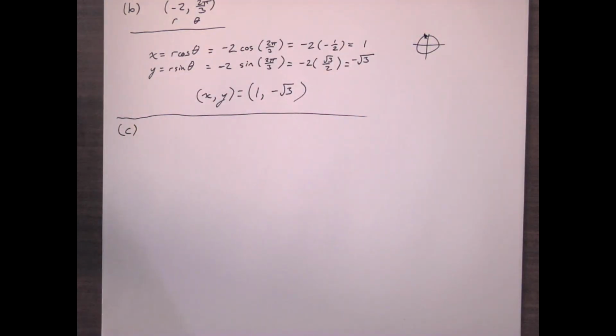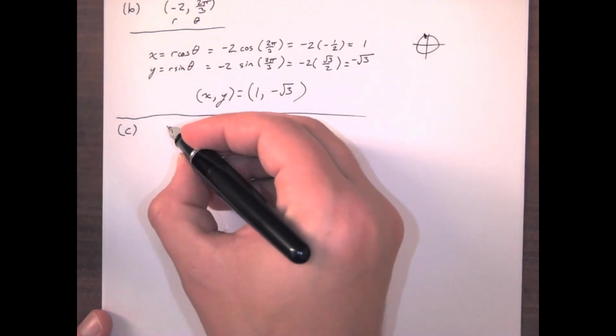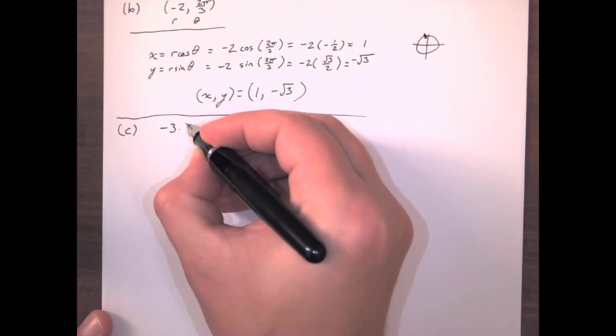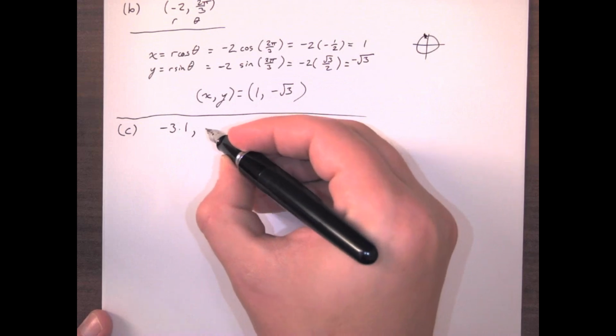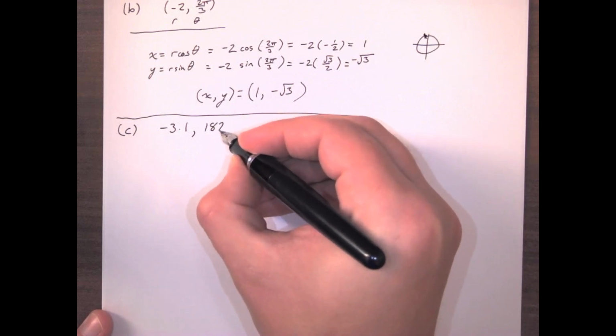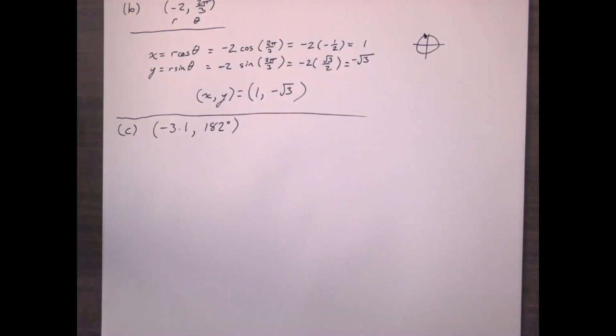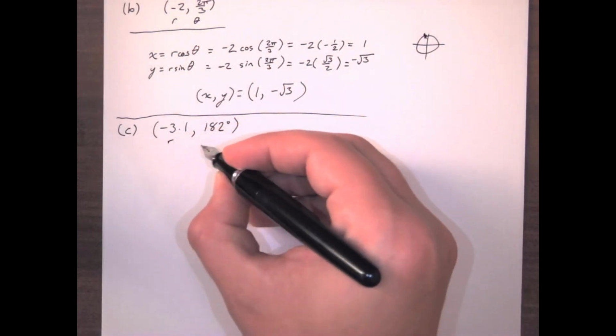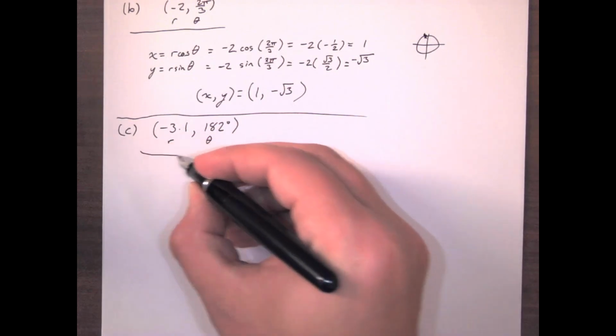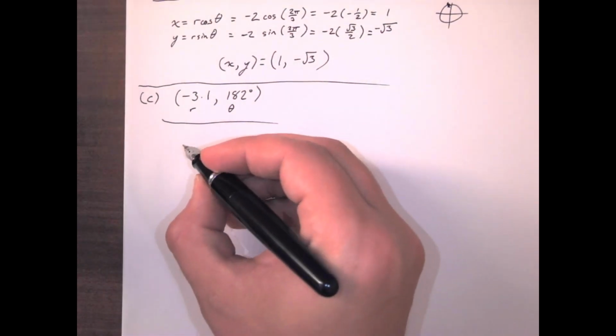If we have something like negative 3.1 comma 182 degrees, then we do not have an angle that we can evaluate exactly using our knowledge about the unit circle. We have an angle that we'll have to evaluate approximately using a calculator. And so here, this is again the r, this is again the theta, and we will just let a calculator do the work for us.